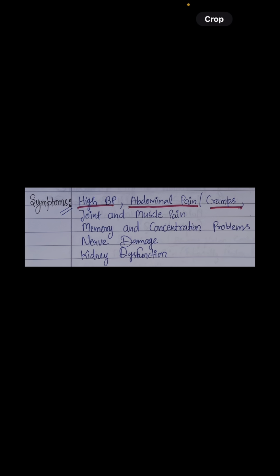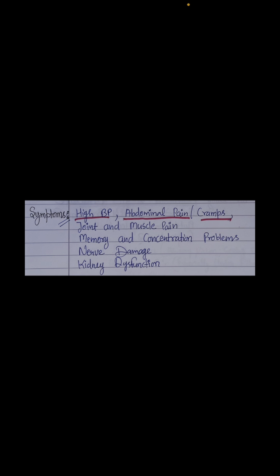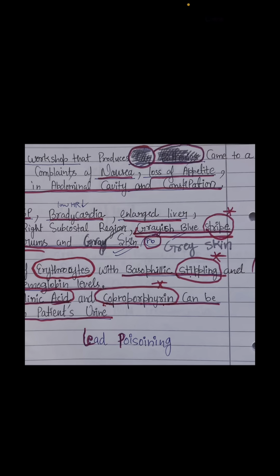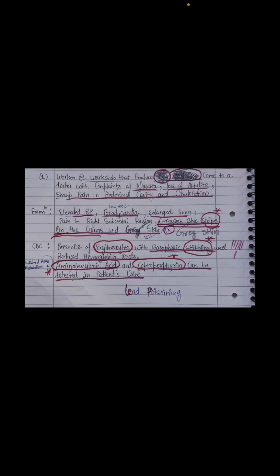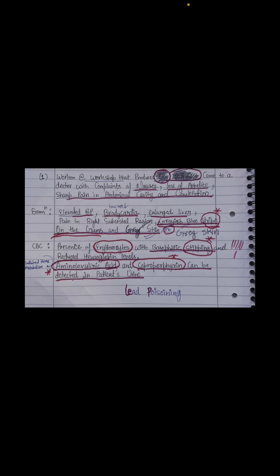Let's see the symptoms: high blood pressure, abdominal pain, cramps. Since it is damaging the nervous system, we know there is nerve damage, kidney dysfunction, memory and concentration problems, joint and muscle pain. Let's see the question. The question directly says what we have highlighted before, the car batteries. The worker at the workshop that produces car batteries came to a doctor with complaints of nausea, loss of appetite. So we see the GI symptoms here: sharp pain in the abdominal cavity and constipation, elevated BP. This was written in the symptoms, that lead increases the blood pressure.